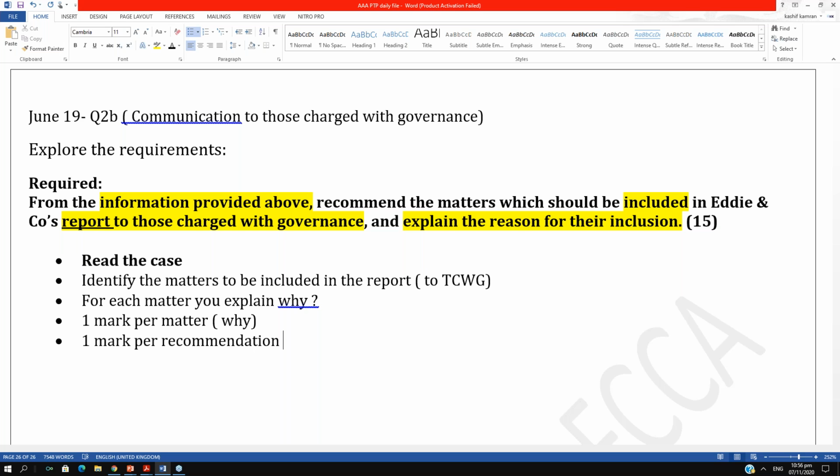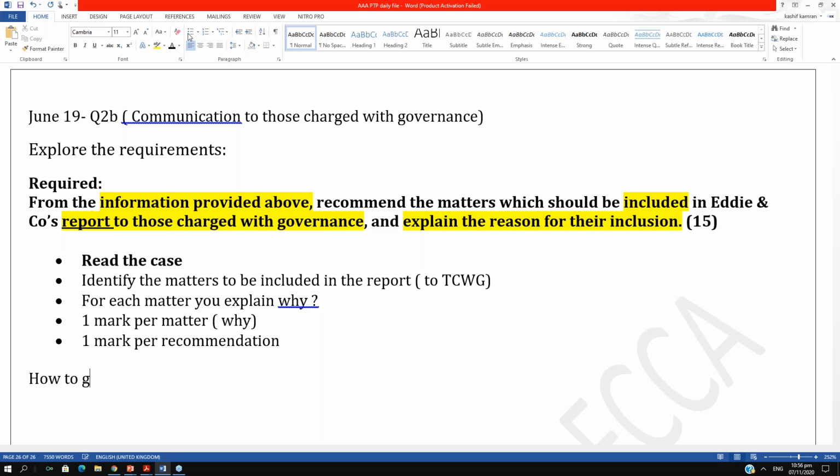So when we write a report to those charged with governance, do we give recommendations in the report, or do we just tell the issues? Please remember, in a report to those charged with governance, you tell the issues and you tell the recommendations for the issues, right? So just recap.